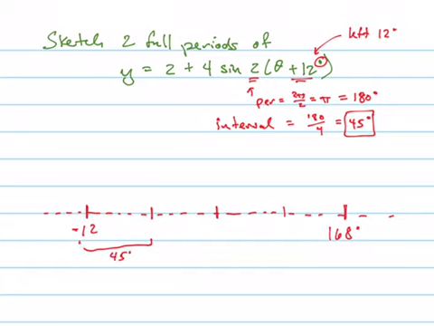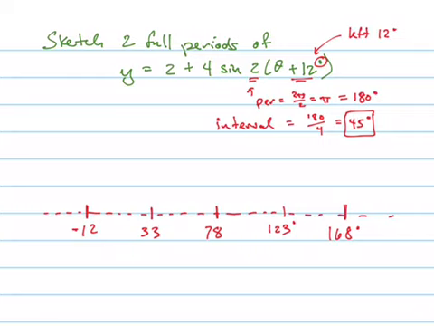Make sense? So 45 plus 12 is 33, yep. 45 plus 33 is 78. 45 plus 78 is 123. And then 45 plus 123 is 168, so it checks out. Okay, so that was step 1.